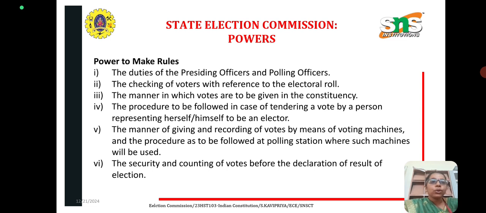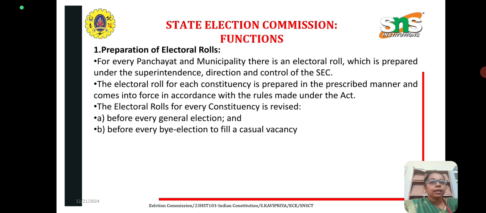The duties of presiding officers and polling officers, the checking of voters with reference to the electoral roll, the manner in which votes are to be given to the constituency, the procedure to be followed in case of tendering a vote by a person representing herself or himself to be an elector, manner of giving and recording of votes by means of voting machines, and the procedure to be followed at polling stations where such machines will be used, the security and counting of votes before the declaration of results. These are all the things done by the election commission.